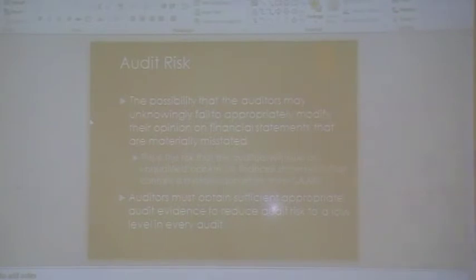Okay, so audit risk has three main components. So we've got audit risk, then we've got inherent risk, which is A, B is control risk, and C is detection risk. And all these are interlinked together. Okay, so inherent risk.